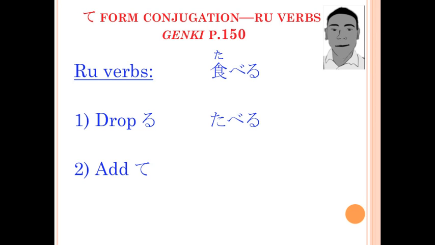Let's begin with the rule for ru verbs. The te form of ru verbs is fairly straightforward. In order to conjugate ru verbs into the te form, you simply drop the ru and add te. So let's take a ru verb, say taberu, to eat. The first step is to drop the ru, which gives us tabe. Next, we add te to tabe, which gives us the te form of taberu, tabete. This simple procedure will work for conjugating the te form of any ru verb.